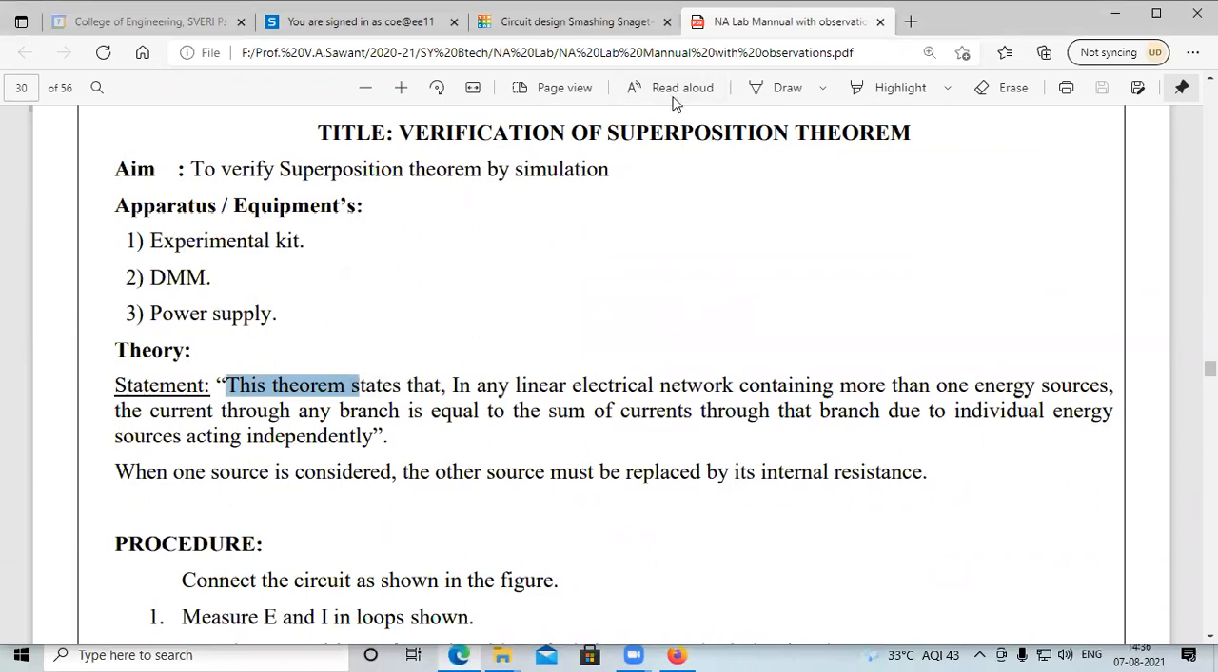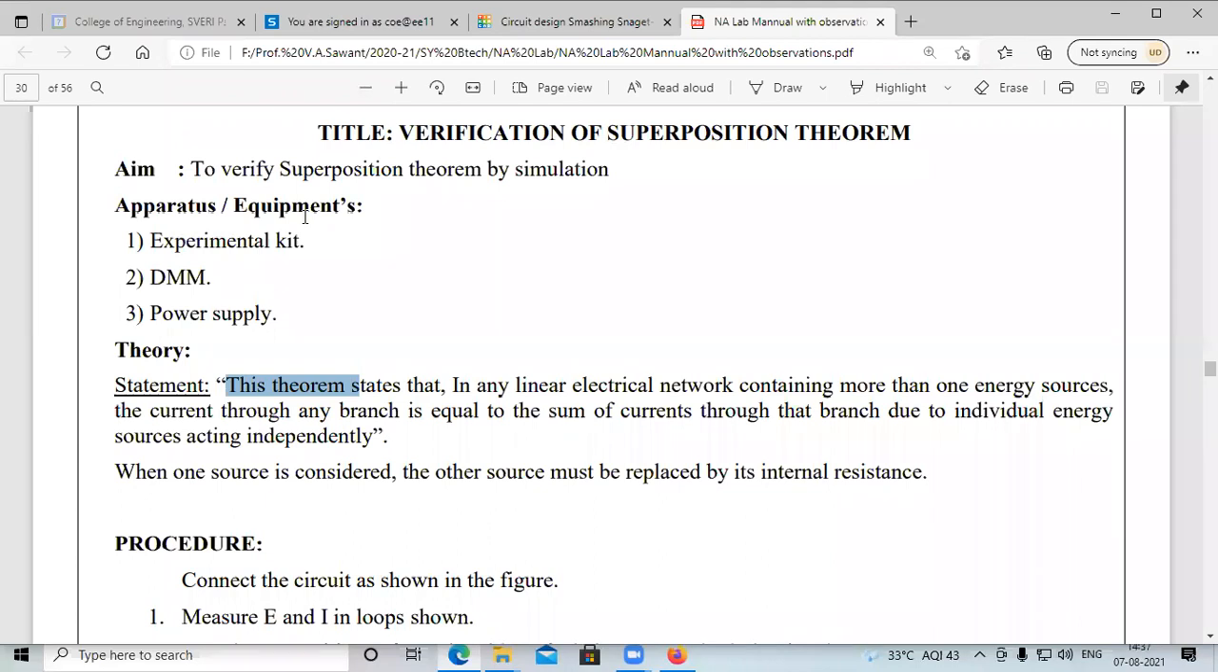in a linear bilateral electrical network containing more than one energy source, the current through any branch is equal to the sum of the currents through that branch due to each individual source acting independently, or acting alone. That means if any circuit contains more than one independent source, suppose there are two voltage sources, or one current source and one voltage source, that means more than one independent source.